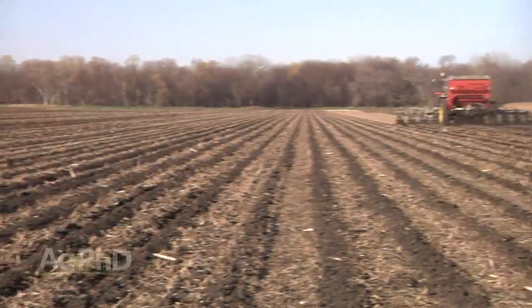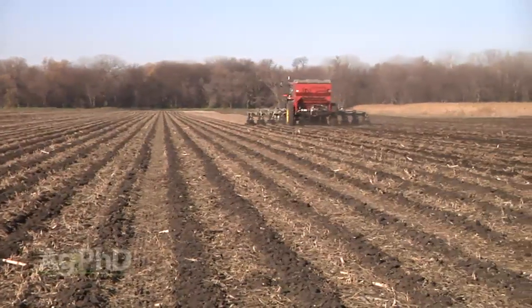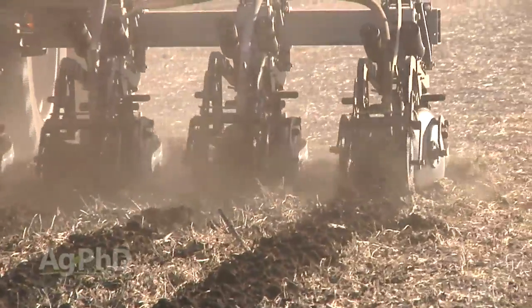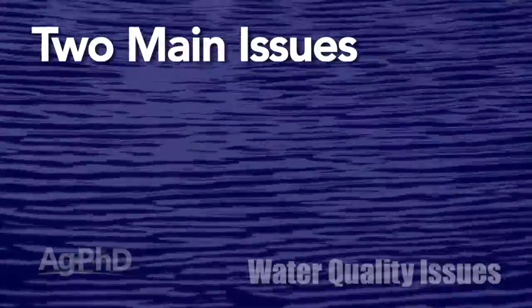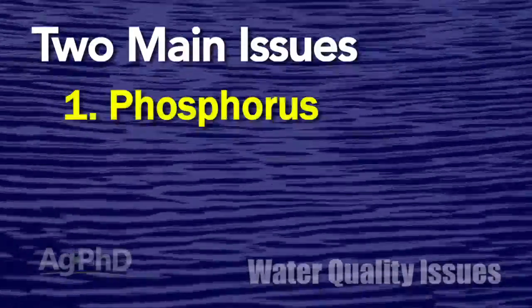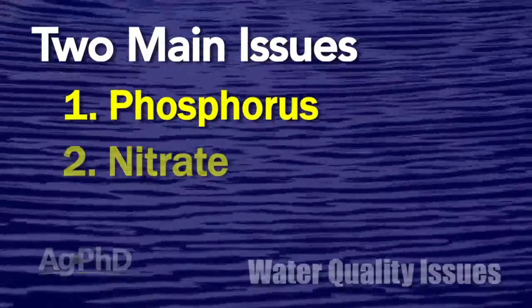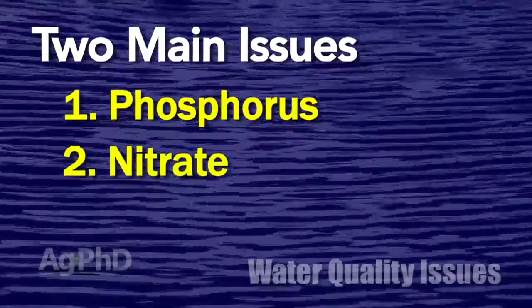We're trying to put fertilizer on so all of the fertilizer stays in our field. We're very environmentally conscious, but also we don't want to waste money too. Okay, we got two main water quality issues. Here they are. Number one is phosphorus, by far and away number one. Not nitrate, that's number two. Phosphorus is number one. Here's why.